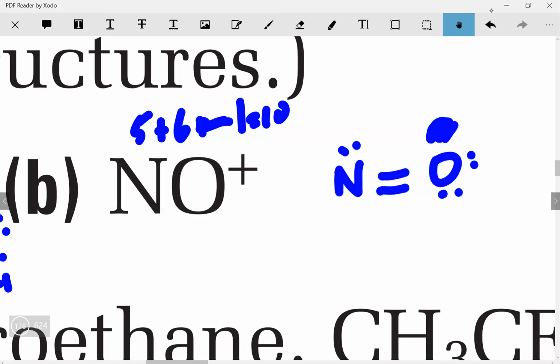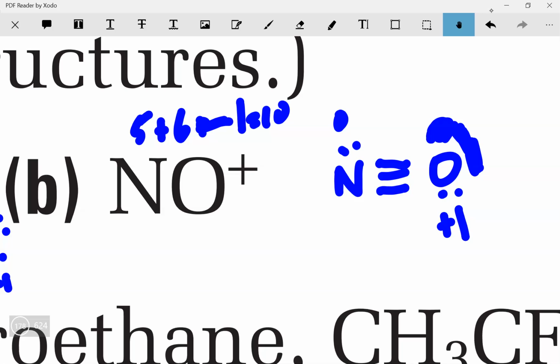In this case, nitrogen still does not have 8. It only has 1, 2, 3, 4, 5, 6. So oxygen will have to get rid of 2 more and form a triple bond so that both of these things now have 8. Unfortunately, this leaves nitrogen with a formal charge of 0, oxygen with a formal charge of +1, which is not really ideal, but unfortunately, octet rule trumps the formal charge rule.